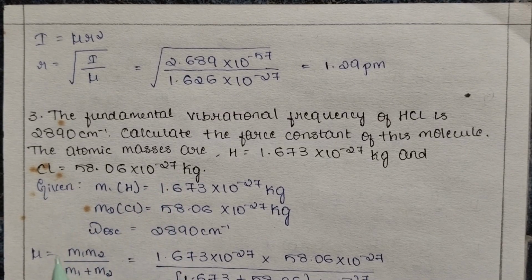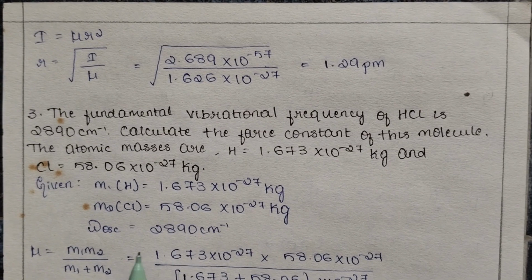First we'll write the given values, that is m1 of H, which is equal to 1.673 into 10 to the power of minus 27 kg. m2, which is of chlorine, equal to 58.06 into 10 to the power of minus 27 kg. And here they have mentioned the fundamental vibrational frequency, which is represented by omega oscillation, which is equal to 2890 centimeter inverse. So first we need to calculate the value of reduced mass, that is mu.